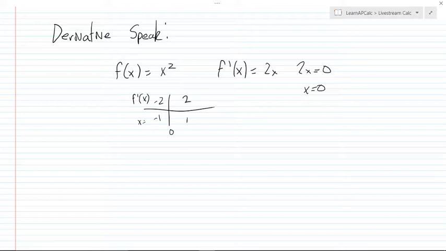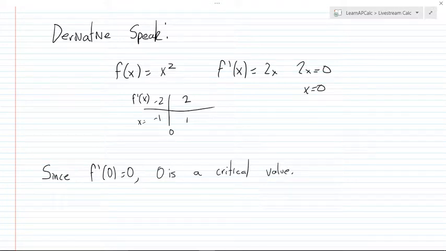So the first step is to say that you have a critical value. You have to say this stuff using math. So say since f prime of 0 equals 0, 0 is a critical value. So you're basically just walking through the first derivative test for the AP graders to say that something is a relative min or max. So 0 is a critical value.